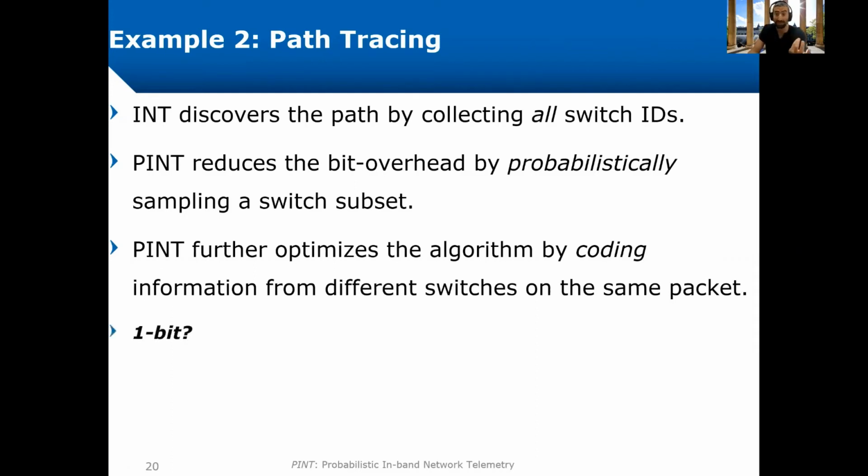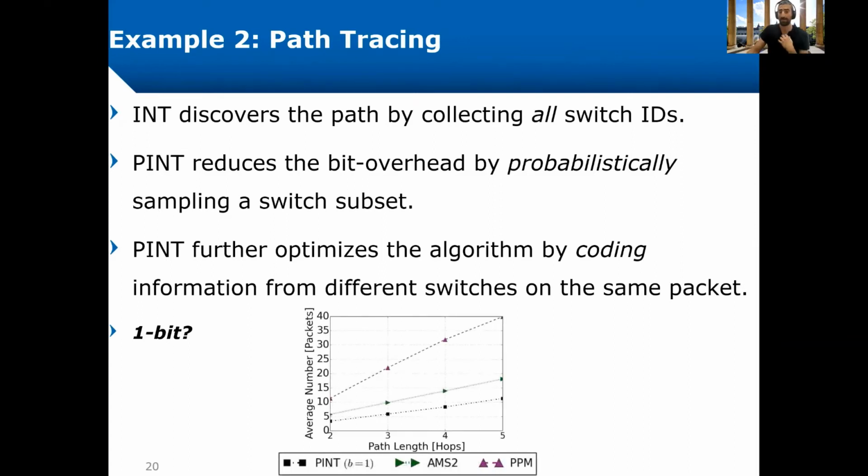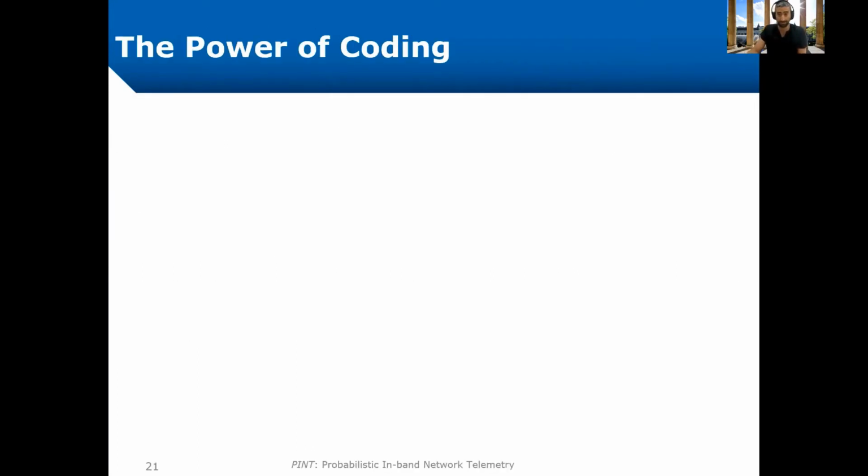And we can even do this with a single bit, which sounds weird, but again, it's only a matter of how many packets we need before we can read out the path. So we can do this even if we add just one information bit on each packet. And what we saw is that even with a single bit of information, PINT already improves over the state of the art. So let me give you some motivation for why we use coding, right?